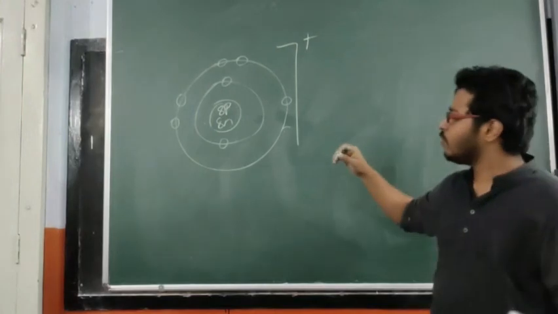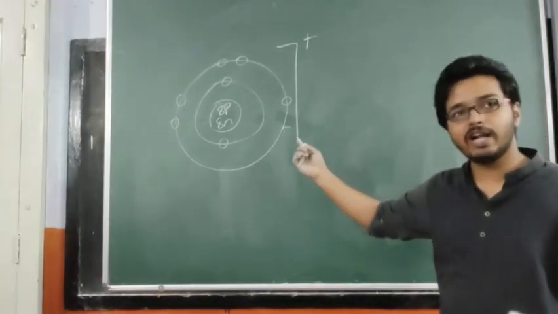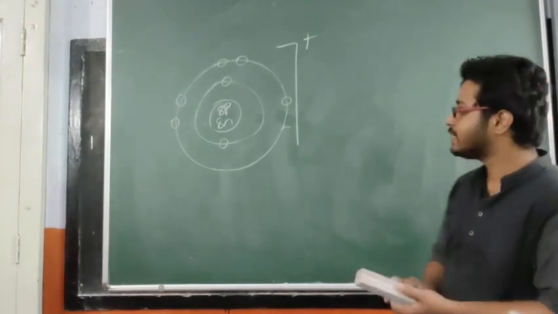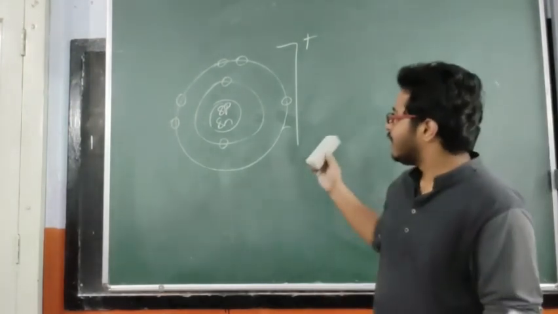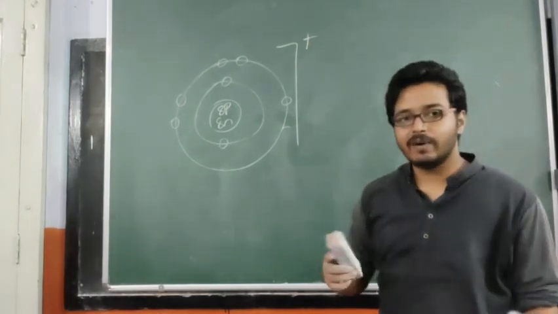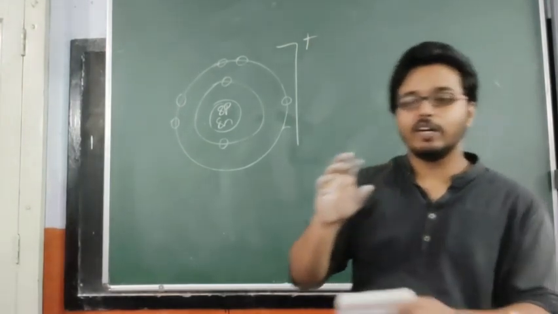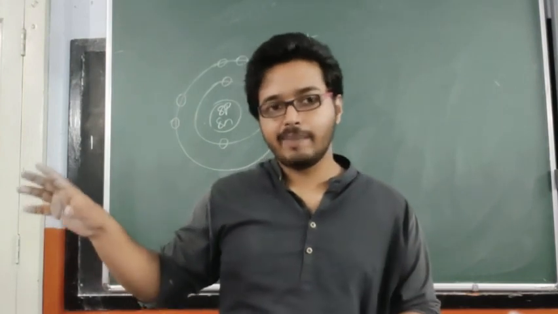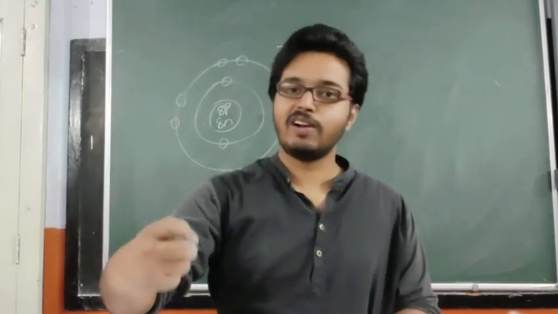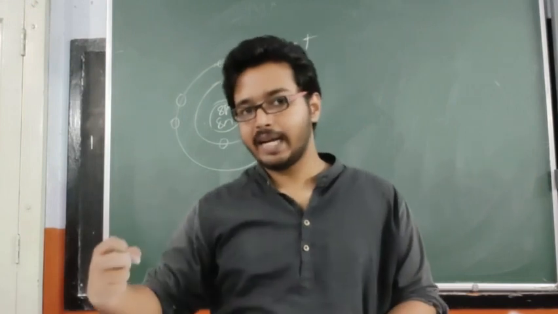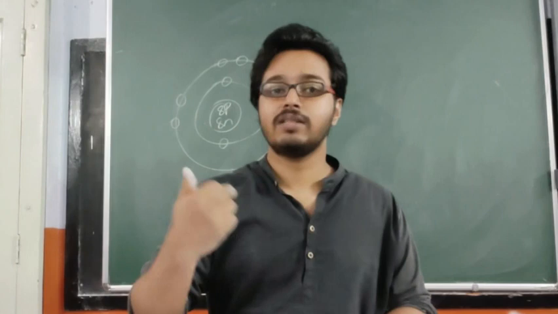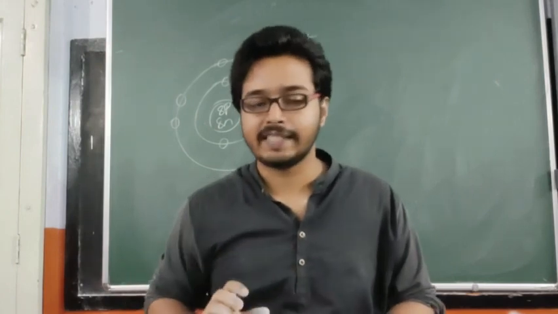Now, if I want to remove one more electron from the same cation, what will happen? That is the question. I have removed one electron from the outermost shell of a particular atom. If I remove the next electron from the same atom, will it require less energy or more energy? Less ionization energy or more ionization energy?